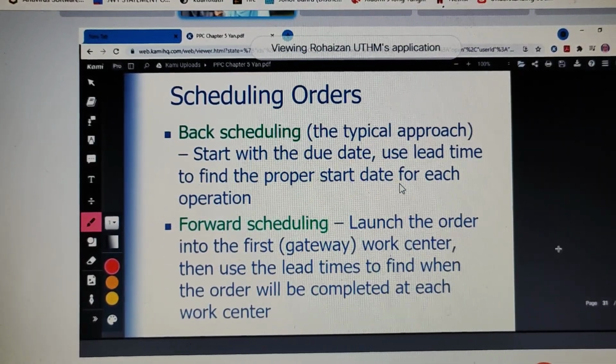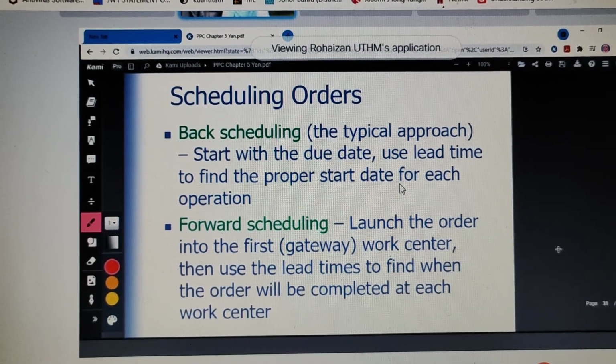After we look at our capacity, we know whether we can cope or not. What is our actual capacity, actual situation? So we can do our order scheduling. Scheduling is when we would like to know when the process is going to be scheduled, when we should start to produce the item.